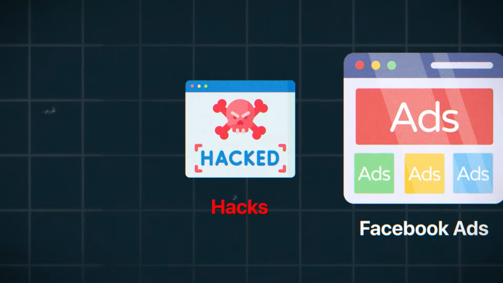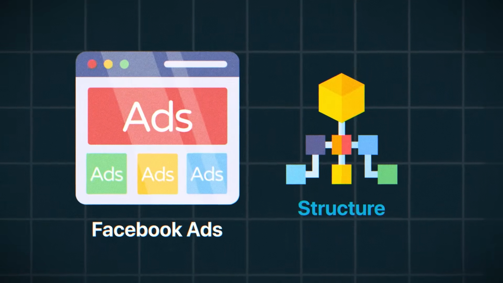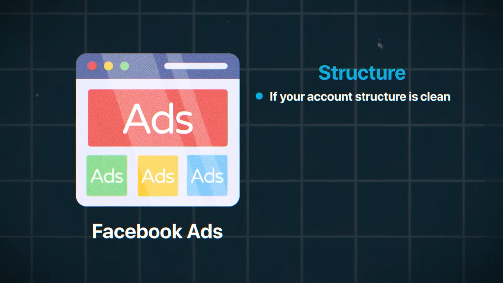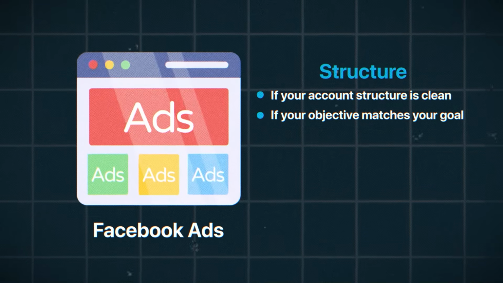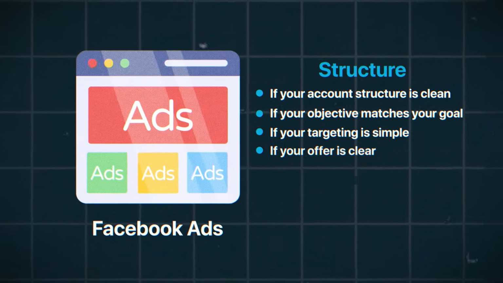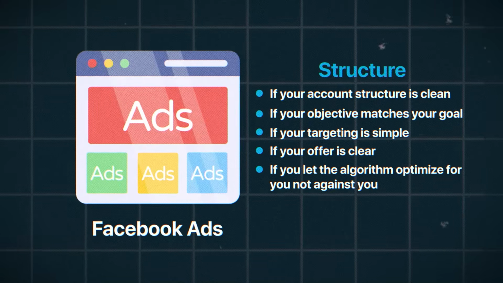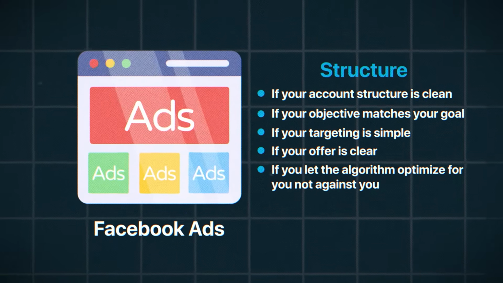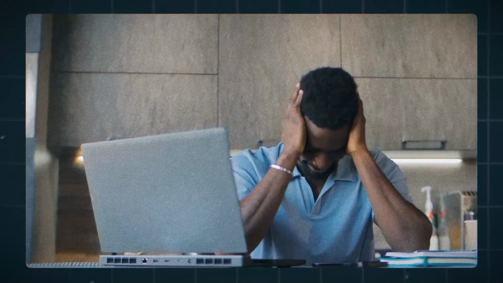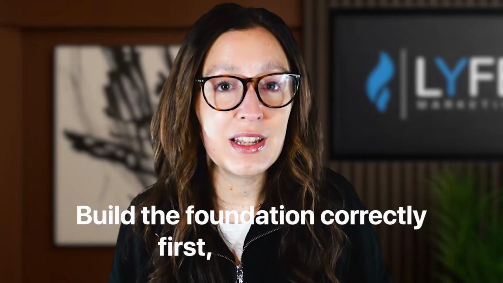Now, here's what I really want you to take away from all of this. Facebook ads are not about hacks. They're about structure. If your account structure is clean, if your objective matches your goal, if your targeting is simple, if your offer is clear, and if you let the algorithm optimize for you, not against you, Facebook and Instagram ads can become one of the most reliable growth channels for your business. Most small businesses lose money because they complicate what should be simple. Build the foundation correctly first and then scale.